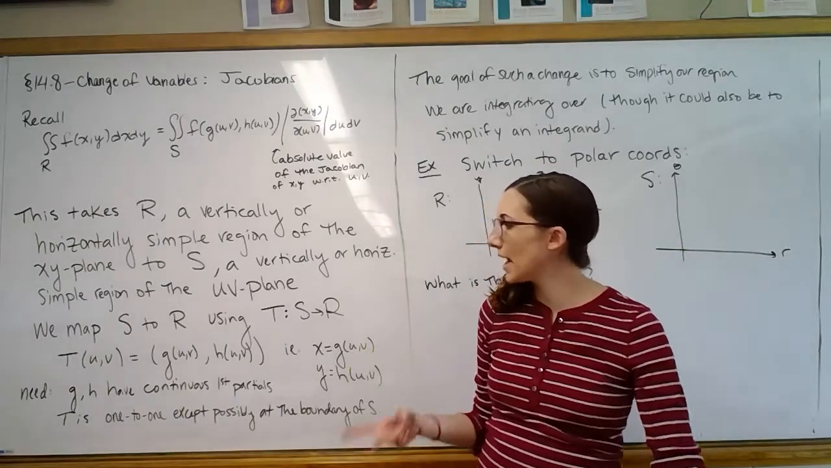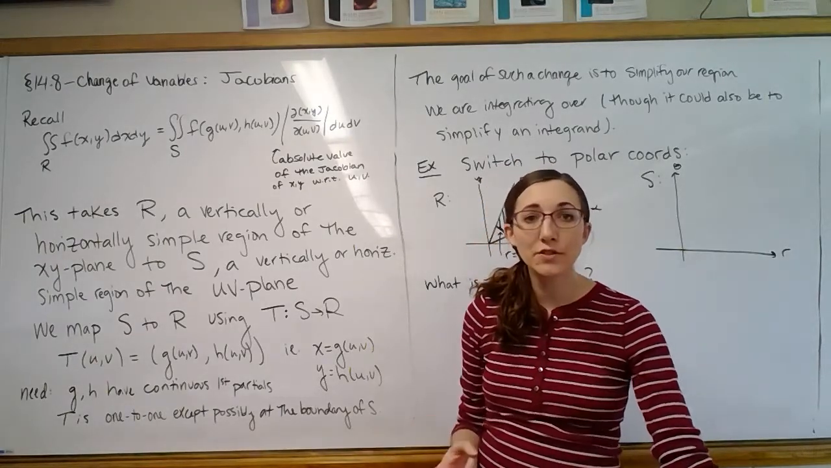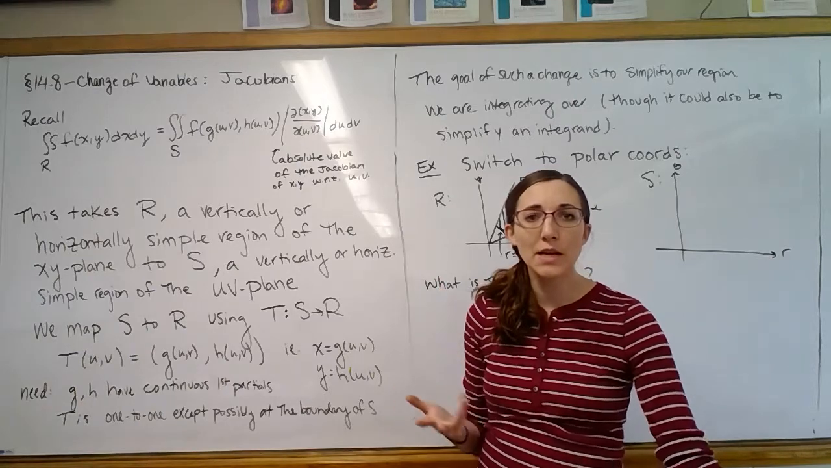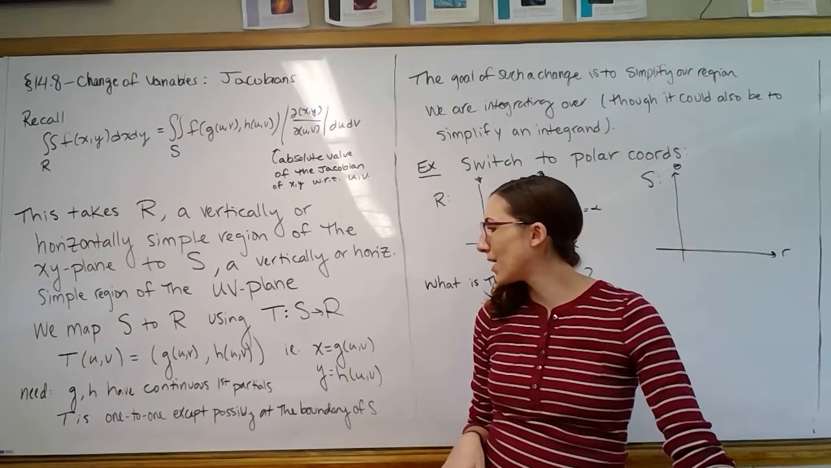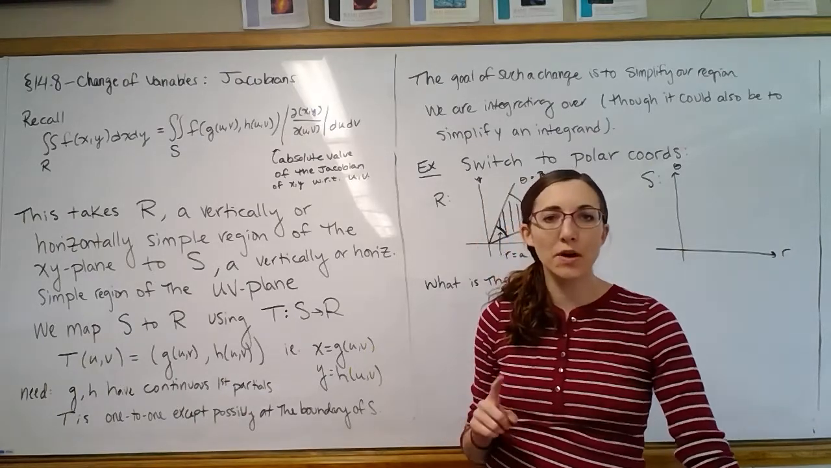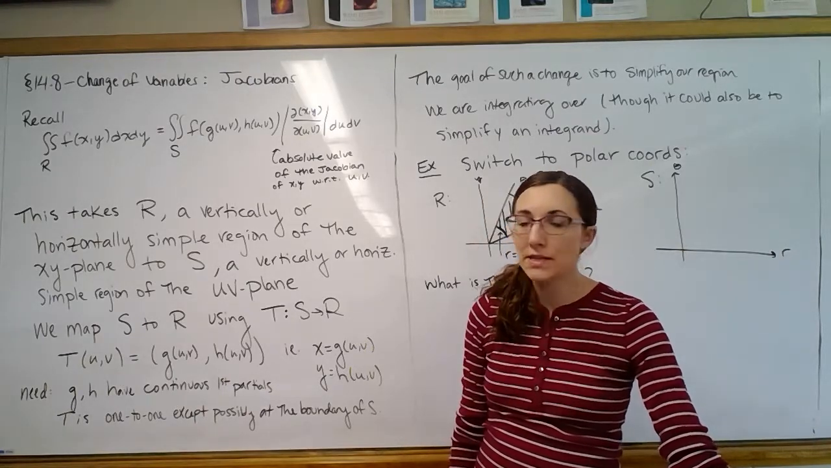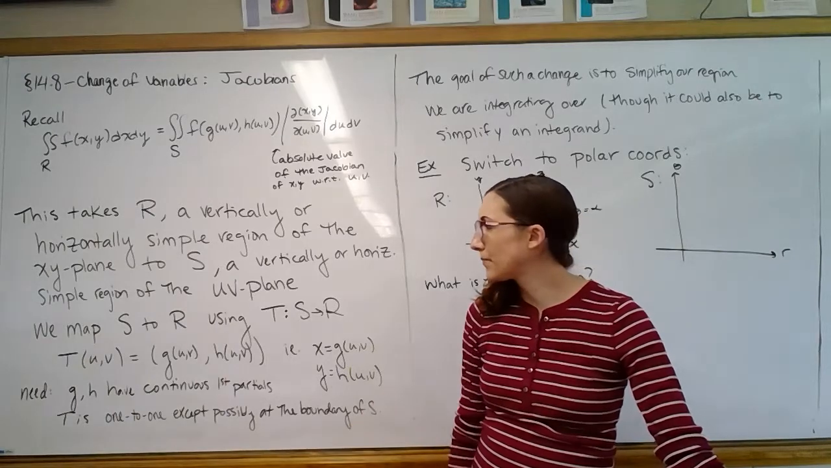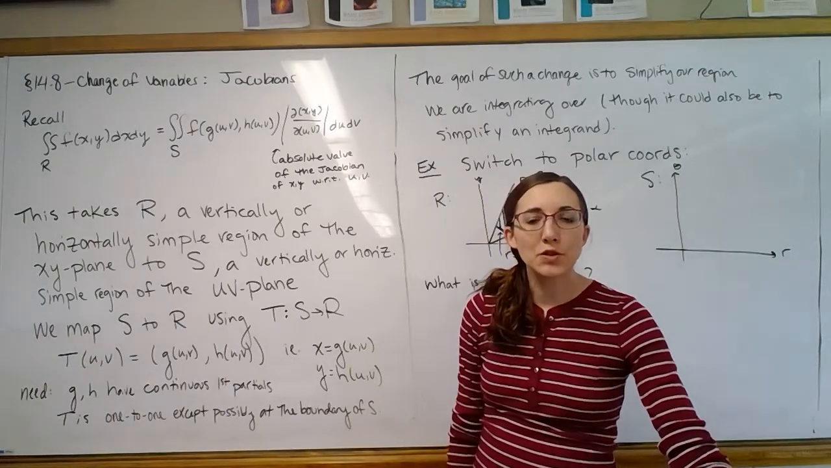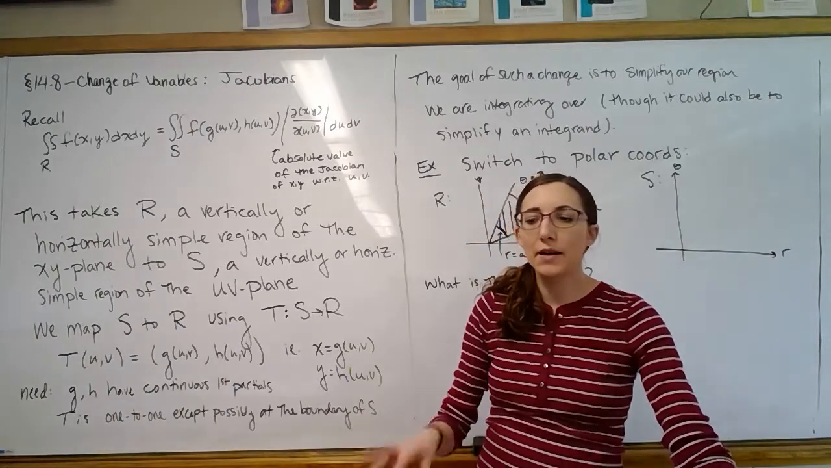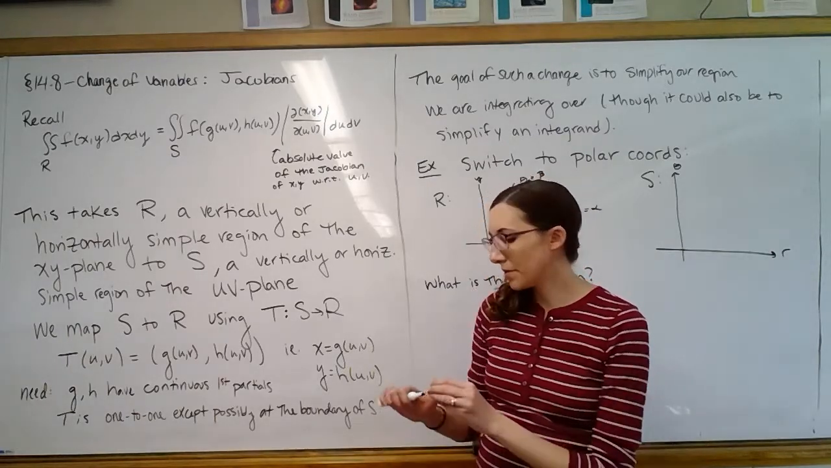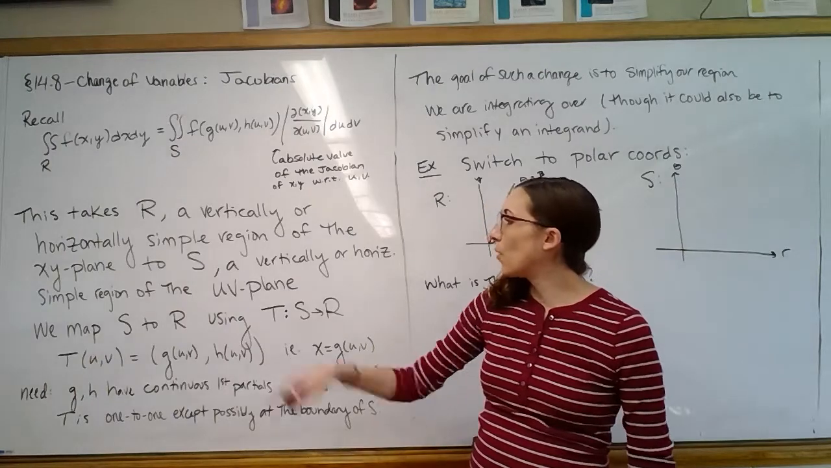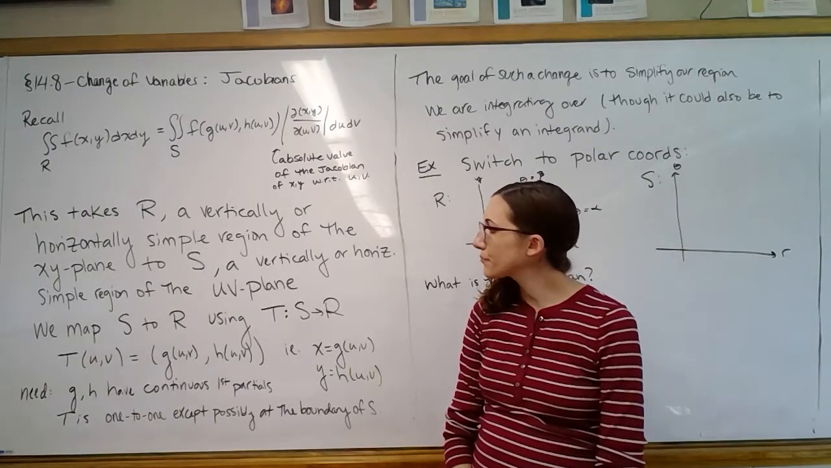We do need g and h to have continuous first partials so that the Jacobian is well defined. And then we need T to be one-to-one. Possibly it cannot be one-to-one on the boundaries, so one-to-one being injective. So basically that means that otherwise we want to be able to trace back, go backwards in the process as well.